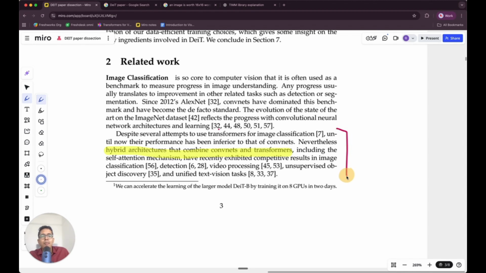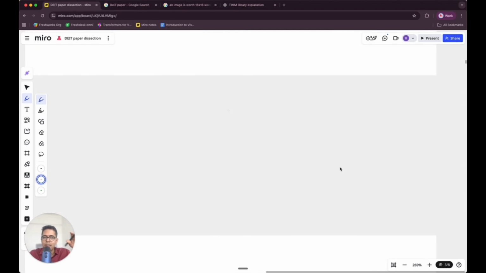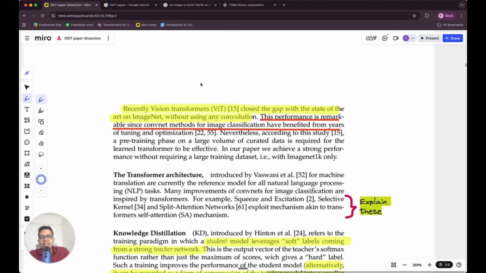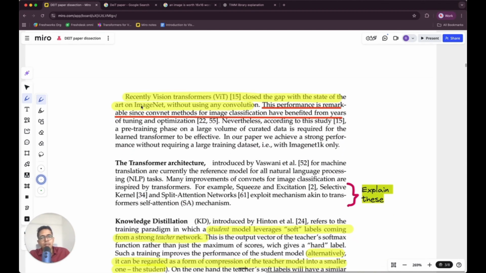So this paragraph initially confused me because in my mind, vision transformer was indeed the state of the art just before this paper. Then this paper was talking as if transformers are not able to do things really well for images. Then I think in the next paragraph or something, they are making it clear. Recently, vision transformer closed the gap with the state of the art on ImageNet without using any convolution. So with this sentence, I was like, okay, my understanding is correct.